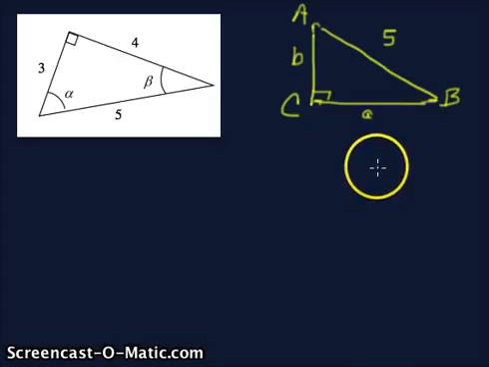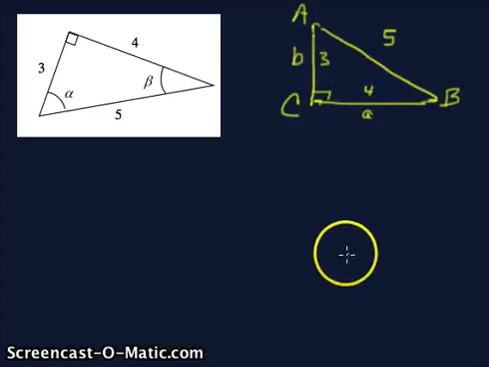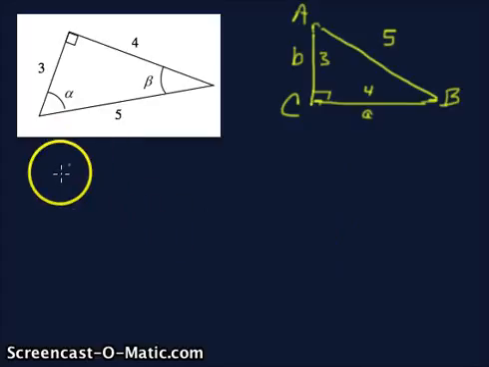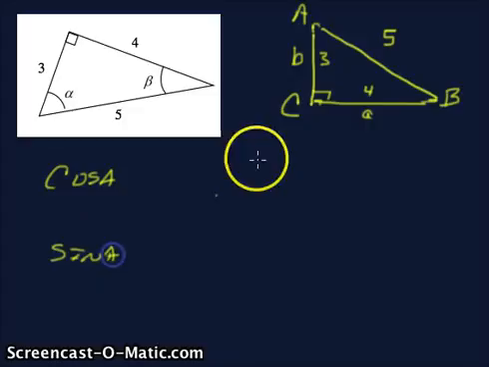Now, all of these numbers are given to you. So little a, this is 4, and then this other guy is 3. And what it wants to know is, what's the cosine of A? It wants to know what's the sine of A. It wants to know what the cosine of B is. It wants to know what the sine of B is.